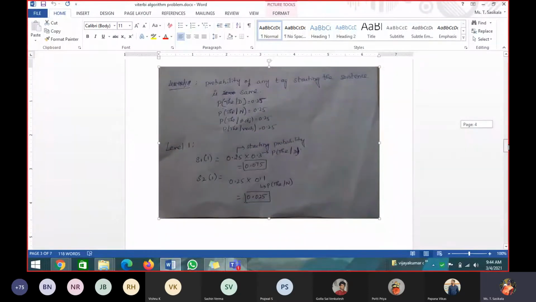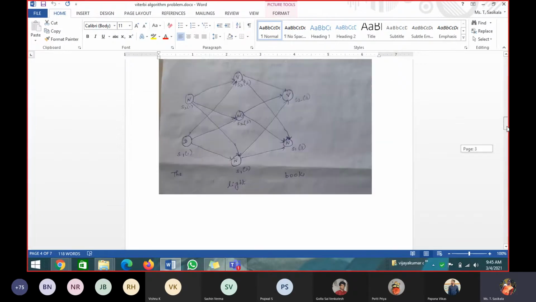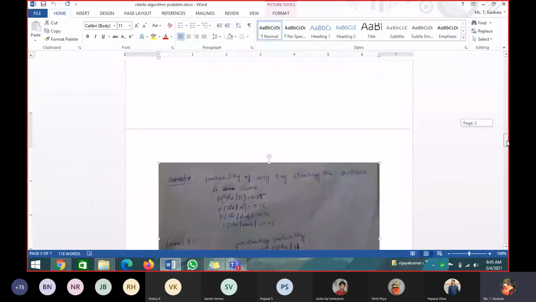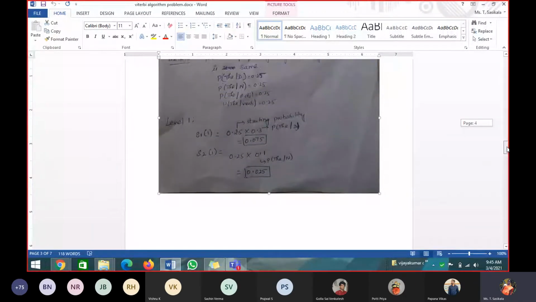Similarly, for S2 of 1, since it is also the start of the sentence, S2 of 1 is 'the' as a noun. So it is the starting probability times the word probability, 'the' as a noun. That's why I have written C, for your understanding only. What is the value you are getting? Please do it parallelly. For S1 of 1, what is the value you are getting?